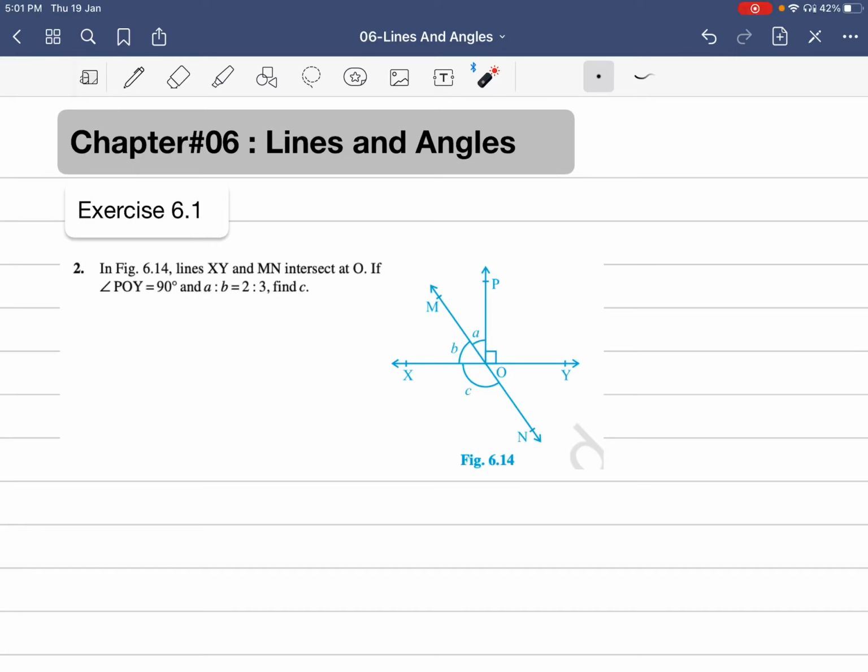So in this video, we are going to continue solving the problems from exercise 6.1. This is problem number 2. Let's read what the problem is. Let's try to zoom in.